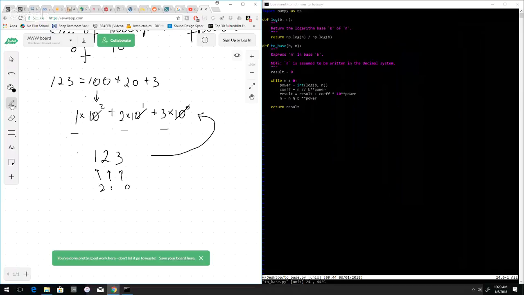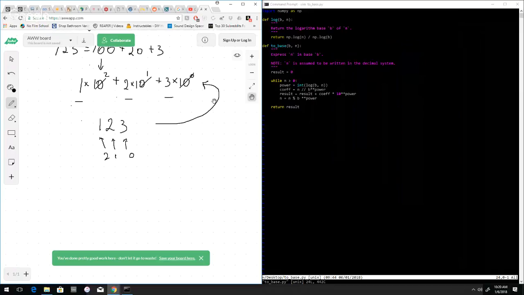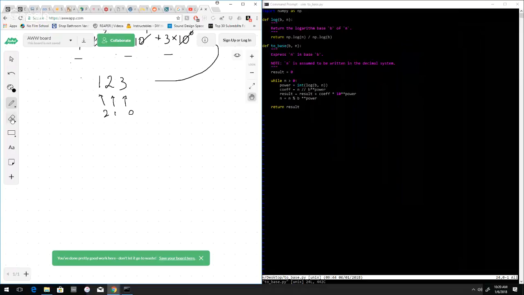Okay, fine. Now comes an analogous question. Suppose I have a number 123, same number, but this time I'm going to say that this number is written in something called the octal system, and we'll put an 8 here to signify that it's an octal system. What is the octal system?